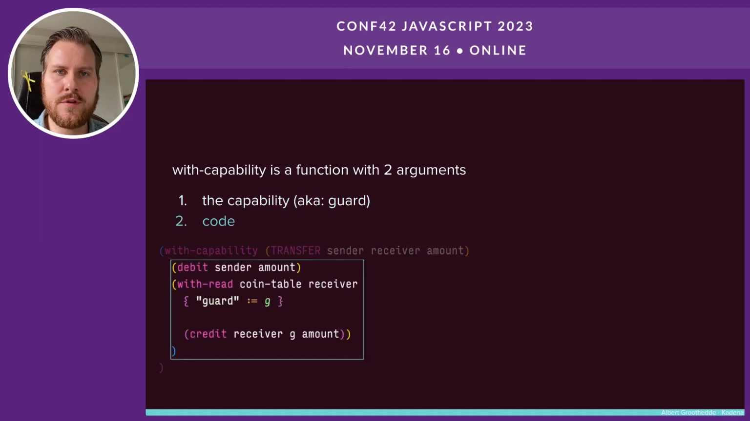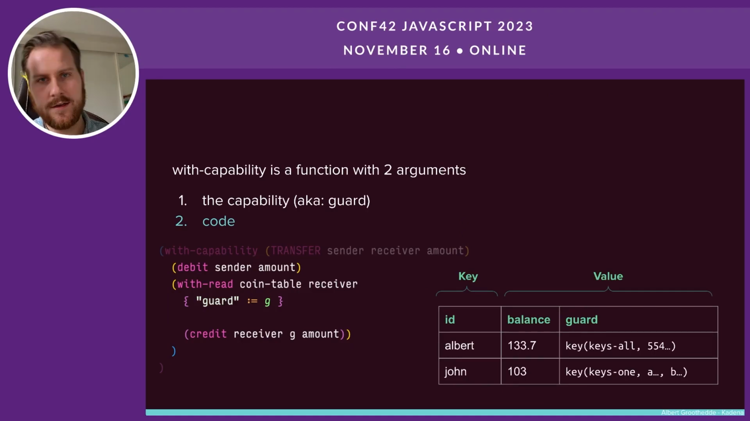Now the execution of the code is this part. Here we see that we debit the sender a certain amount, and then we credit the receiver a certain amount. First we debit the sender by the amount of what the user wants to send to the other user, and then based on some information that we read from the database, we then credit the receiver some amount.